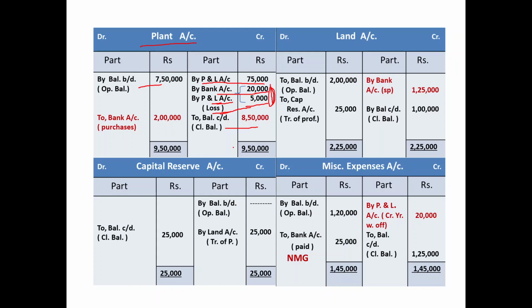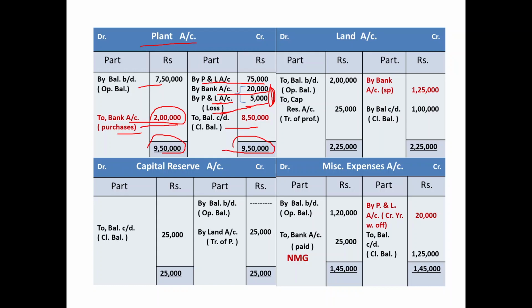Once you close this account, the total of the credit side is bigger, 9,50,000. Put it on the credit side, 9,50,000. That gives a balancing figure of rupees 2 lakh. What it could be? It must be the purchases made in the current year. Plant account debited to bank account credited 2 lakhs. This purchases indicates the cash outflow. So under title B, these 2 lakhs will be reported as cash outflow.